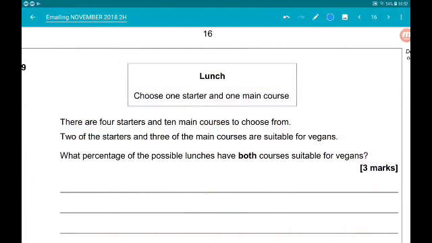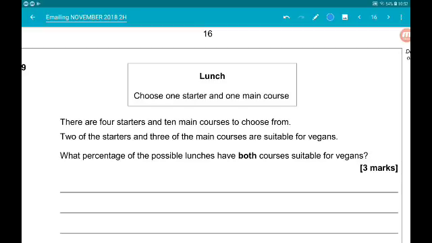Okay, question 19. Lunch. Great idea. Choose one starter and one main course. There are 4 starters and 10 main courses to choose from. 2 of the starters and 3 of the mains are suitable for vegans. What percentage of the possible lunches have both courses suitable for vegans?